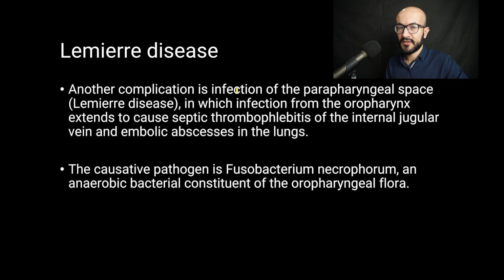And another complication is infection of the parapharyngeal space, which is Lemierre disease, and this infection will extend from the oropharynx to cause septic thrombophlebitis of the internal jugular vein and embolic abscesses in the lungs. Now, the cause of the infection of the parapharyngeal space is Fusobacterium necrophorum, which is an anaerobic bacterial constituent of the oropharyngeal flora.